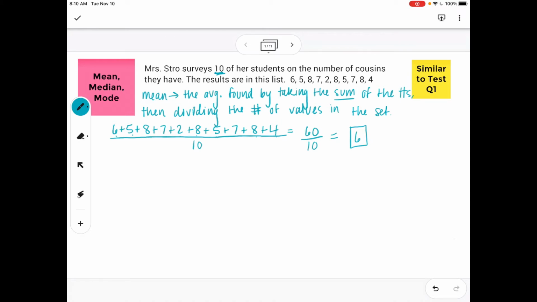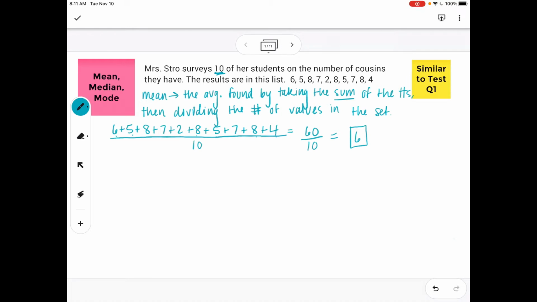And you always want to check this to see if it's reasonable. So does it make sense that in between this set of students, the average is 6? This set ranges from 2 to 8, so it does make sense that 6 is somewhere in between. So 6 would be our mean, okay?